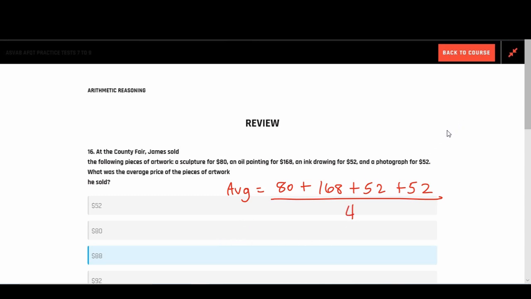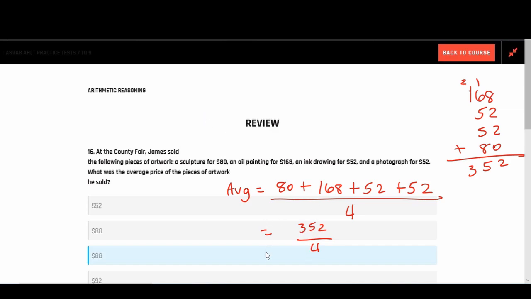Okay, so let's go ahead and do this addition off to the side. 168, 52, 52, and 80. 2 plus 2, 8 plus 2 is 10, plus 2 is 12. Carry the 1. 5 plus 5 is 10, plus 7 is 17. 17 plus 8 is 25. Carry the 2. 2 plus 1 is 3. So this average is going to be 352 divided by 4.